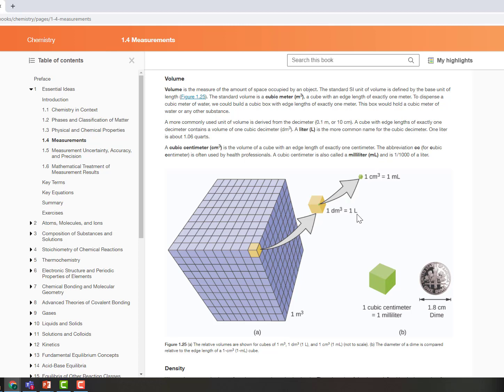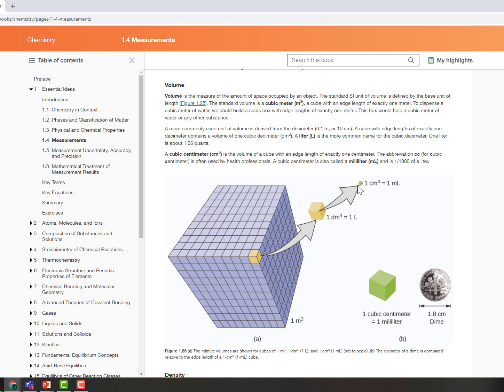And it turns out we're defining this in such a way that 1 cubic centimeter is equal to 1 milliliter. Okay, so this is a relationship you want to remember as well. Unfortunately, I can't highlight the image, but you want to know that 1 cubic centimeter is equal to 1 milliliter.